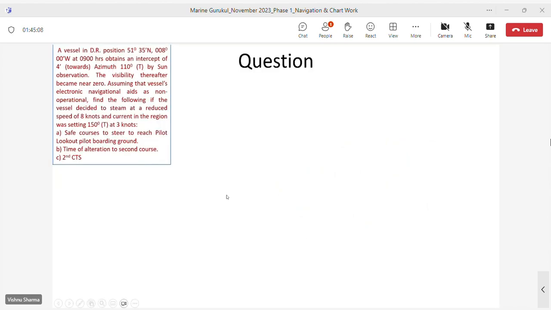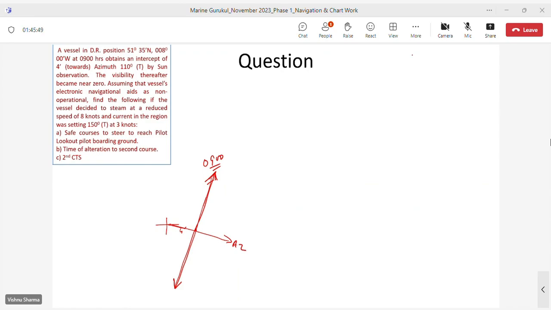This question is in your assignment. You can have a look at it later on the chart. So the vessel is somewhere here. This is the DR. Obtains 110 towards. So this is 110 azimuth. 4 miles you mark off on this intercept. And this is the PL that you obtain by, sorry, single arrows, my mistake, single arrows. And this is the PL at 0900 by sun. Correct, beta? Yes or no? Yes, sir.